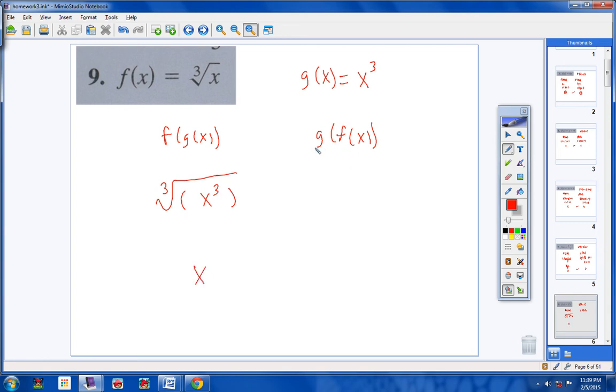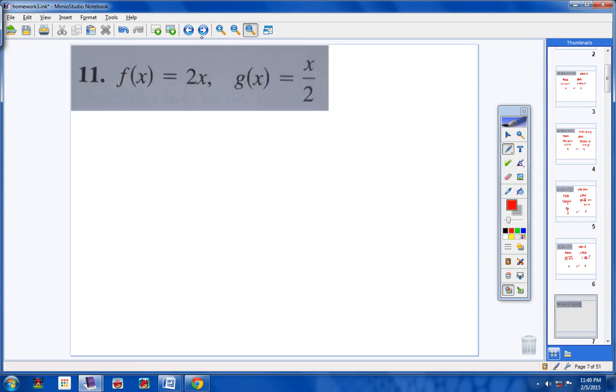Now, take your g function. Everywhere there's an x, we're going to put a big parentheses. And now we're going to pick up this function here, your f function, and put it right here. So we have a cubed root raised to a third power. Well, if you cube a cubed root, you're left with the inside, which is x. So yes, it checks. Alright, moving on now to numbers 11 through 21.